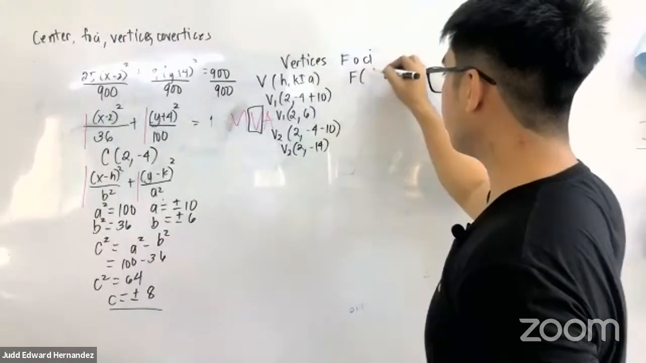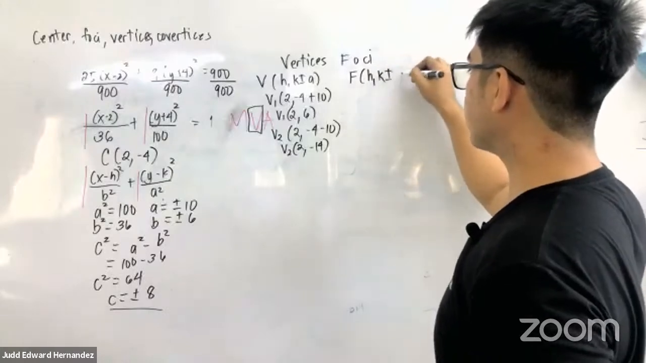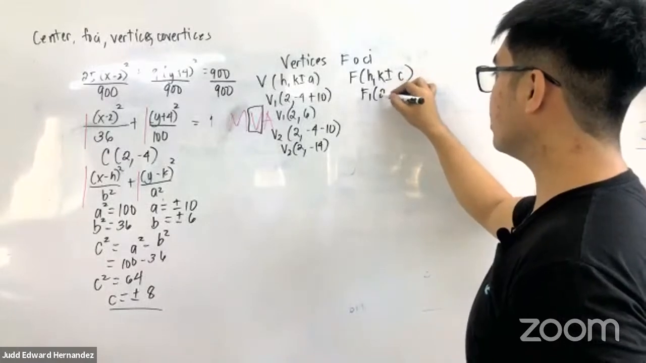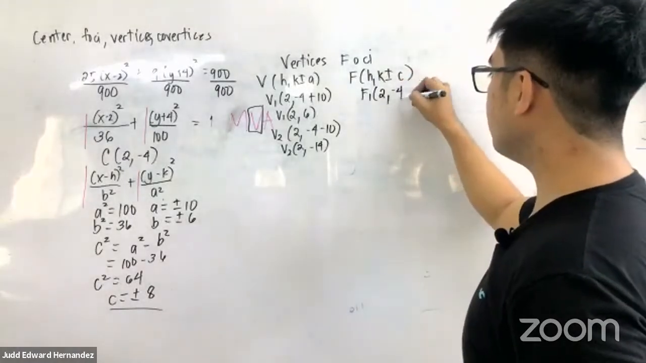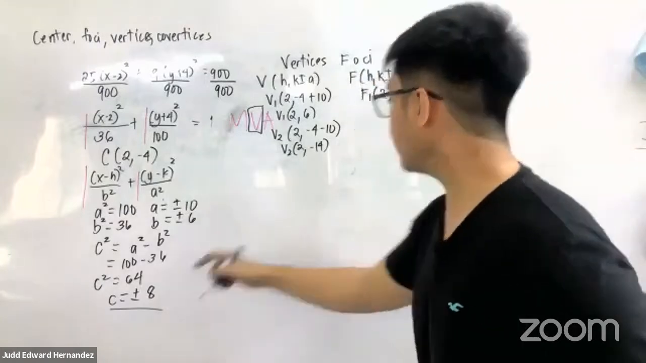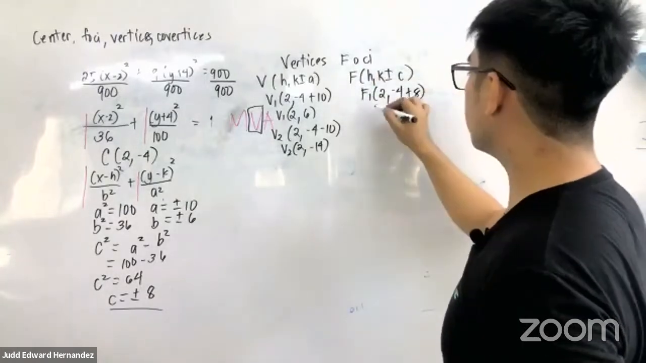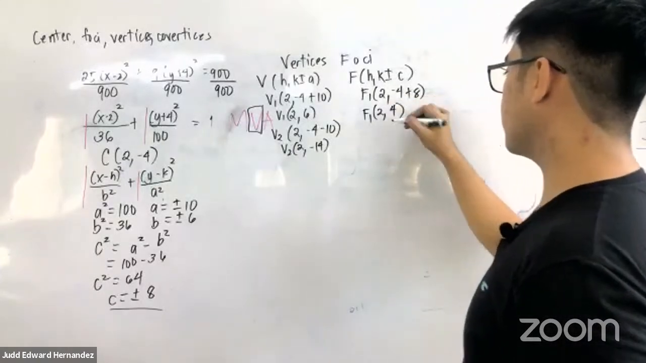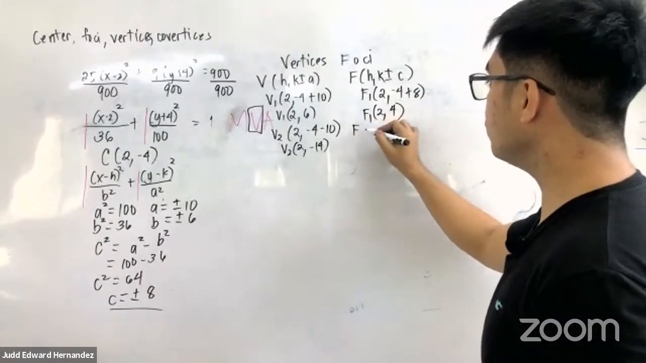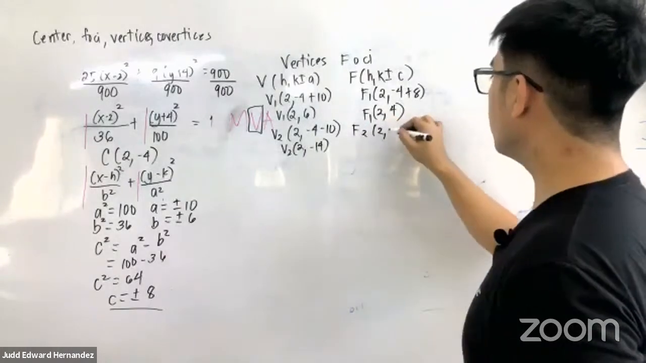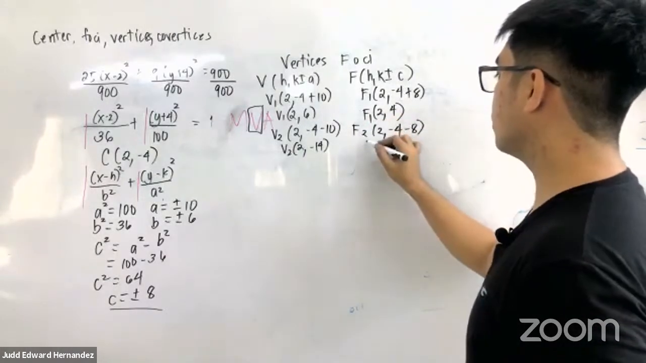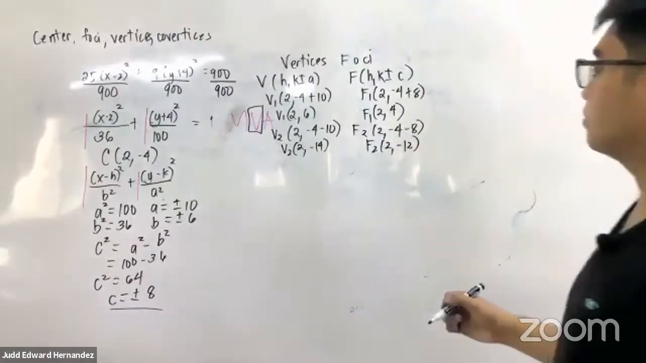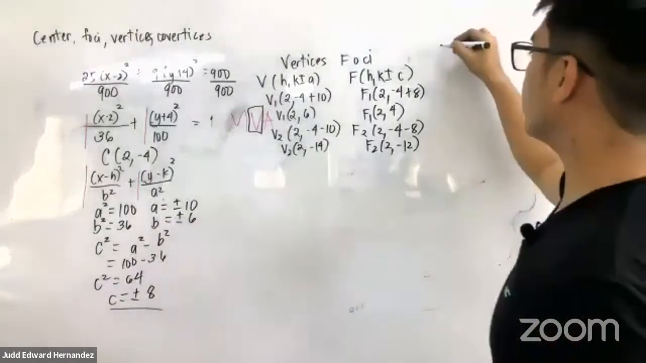Okay, for the foci, the formula is F equals H, K plus minus C. Therefore, our F1 is, what is our H? Our H is 2. Our K is -4. Our C is 8. So that is plus 8. Therefore, F1 is located at 2, -4 plus 8, that is 4. F2 now is located at 2, -4 minus 8. Therefore, F2 is 2, -12.